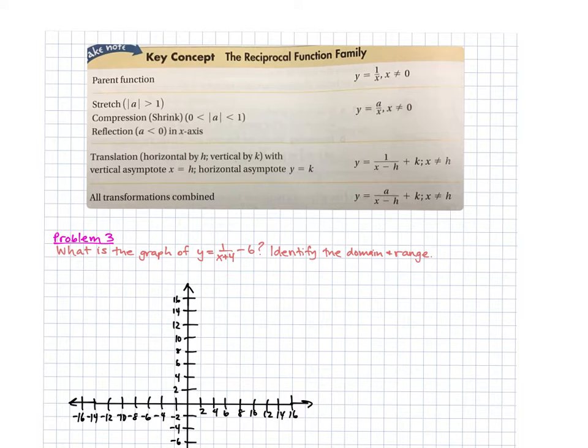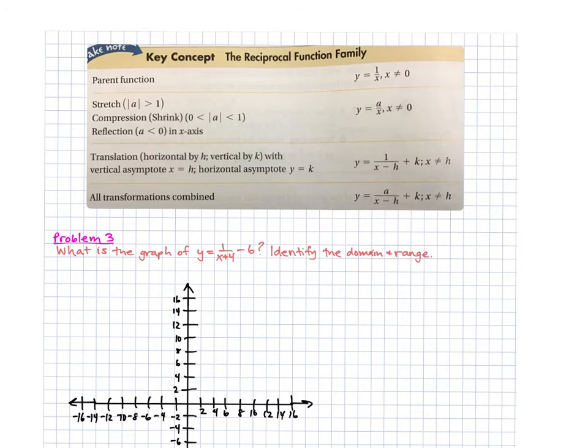Okay, and then the translation, if you subtract h from x, it moves left or right. And then if you add k after the fact, that's your up or down, just like before. So we have a vertical asymptote at x equals h and a horizontal asymptote at y equals k. And I'll explain what asymptotes are. And then here's all the transformations combined. So when you have a function like this, each one tells you how everything moves.